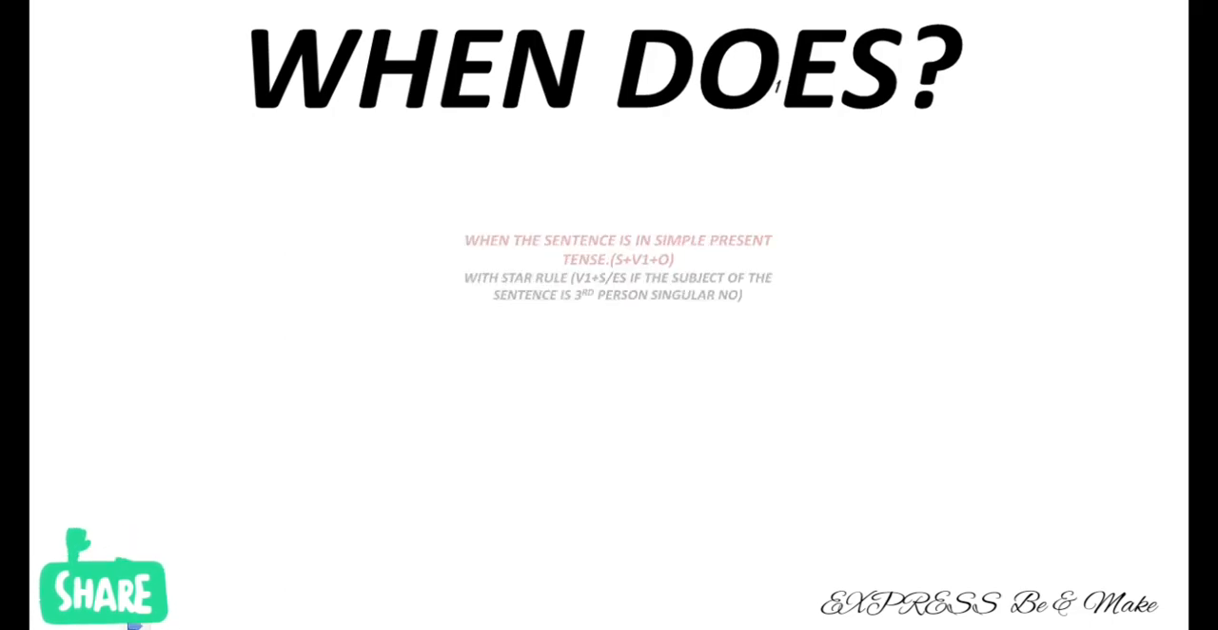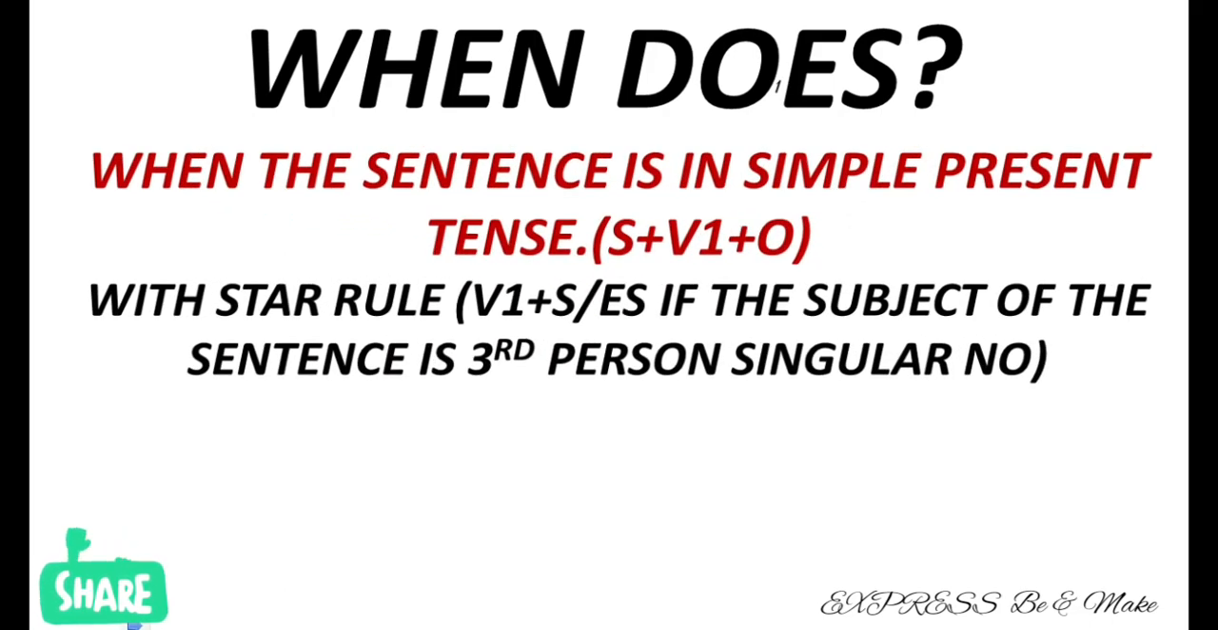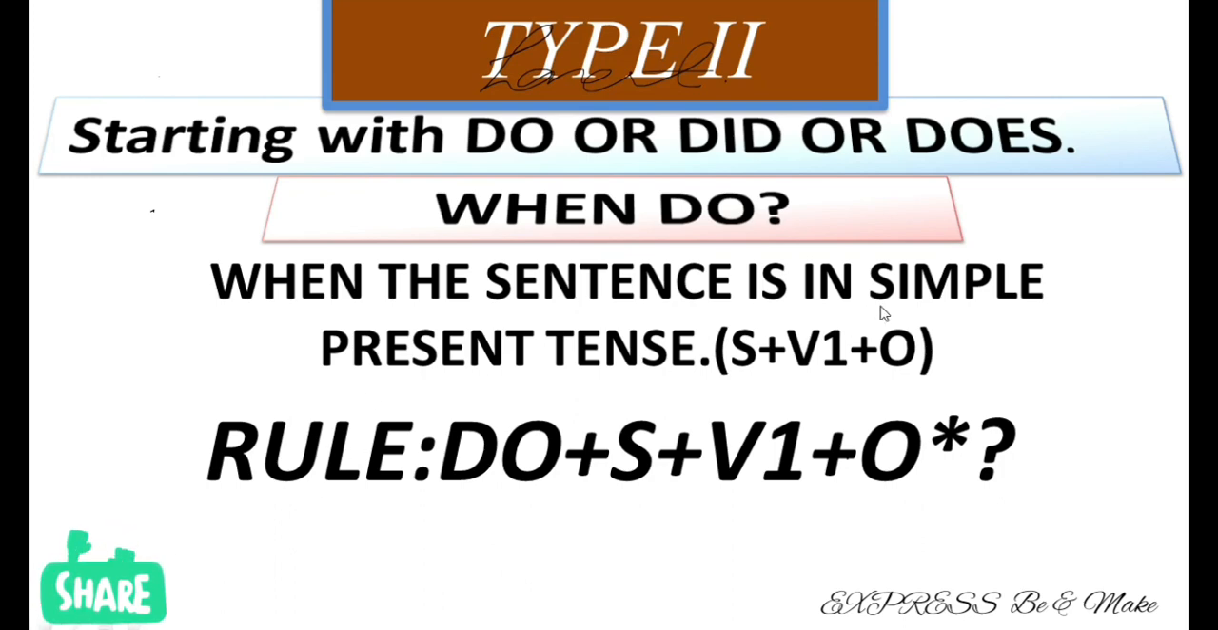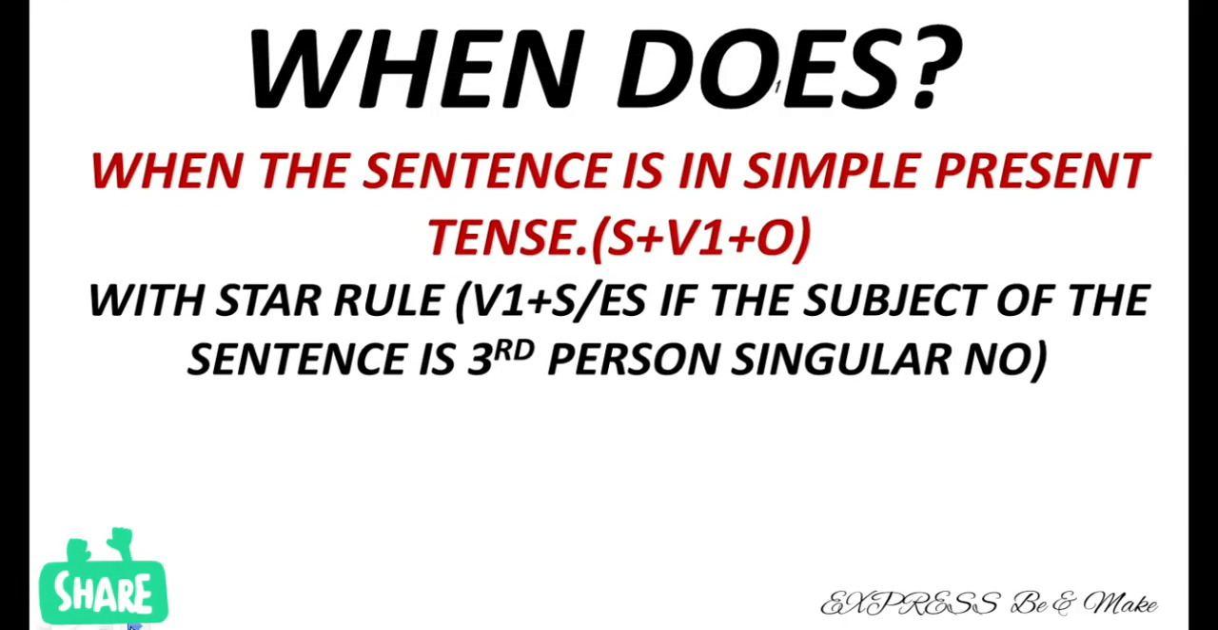So now, "does", when the sentence is in simple present tense. Sir, the first sentence was also in simple present tense. The rule was like this. The rule that we are discussing right now is also the same rule, but here you can see one thing is written, the star rule.